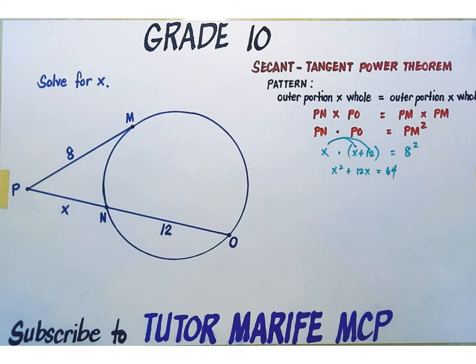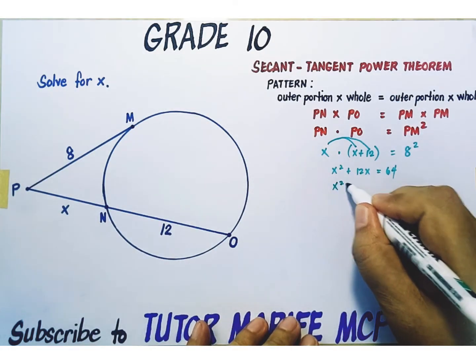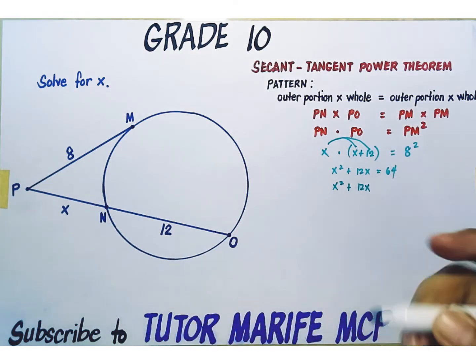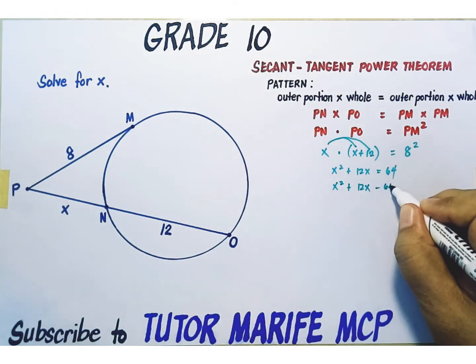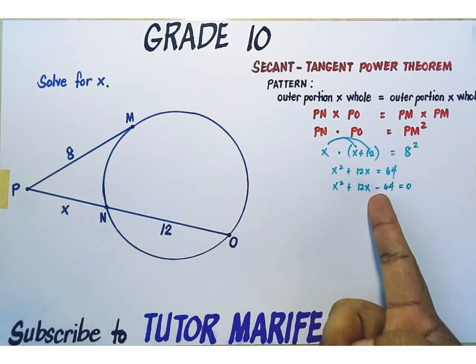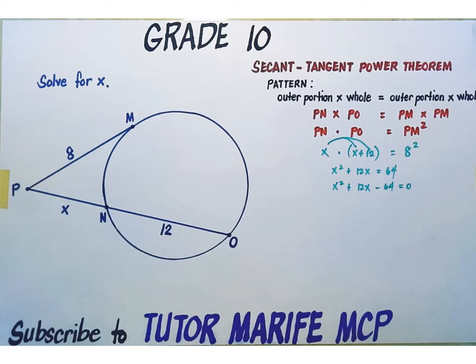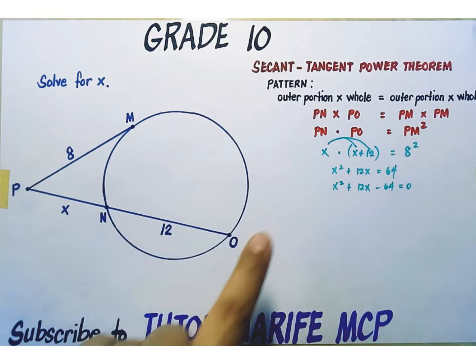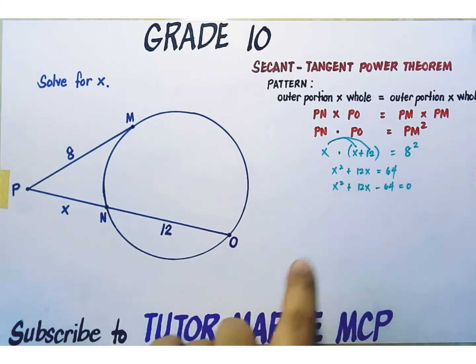We are solving a quadratic equation. Collect all the terms on the left side to make the right side 0. X squared plus 12x, transpose 64 to the left side, it becomes negative 64. We now have x squared plus 12x minus 64 equals 0. Again, we are solving a quadratic equation with a leading coefficient of positive 1.